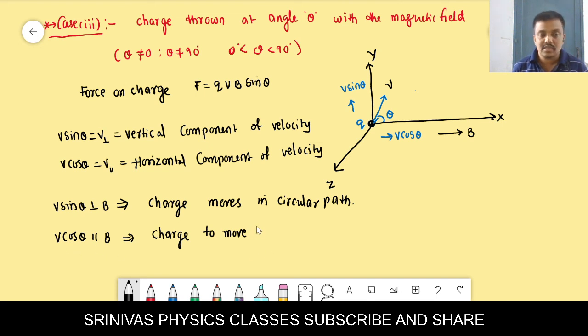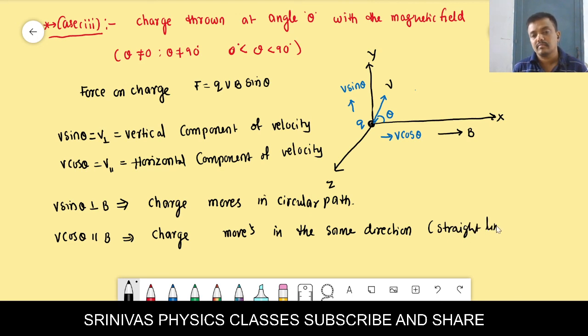Is it right? The charge moves in the same direction, right? That is a straight line motion, linear motion. Along the x-axis it will go.